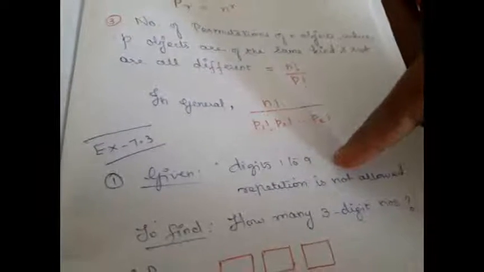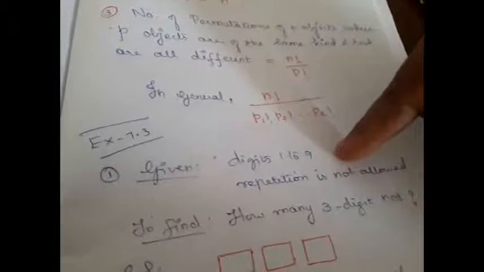The first question they asked is, how many 3-digit numbers can be formed using the digits 1 to 9 if no digit is repeated? That's what is given in the question. So repetition is not allowed. First understand what idea is given in the question and then proceed with your permutation formula.